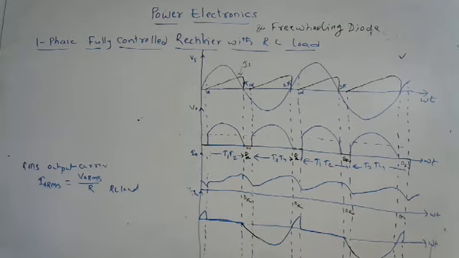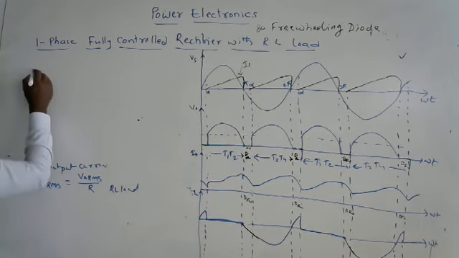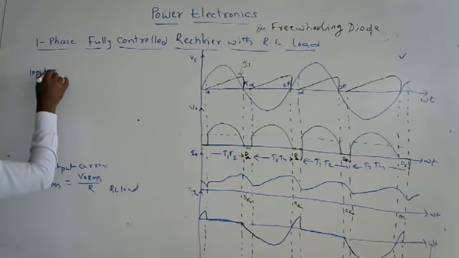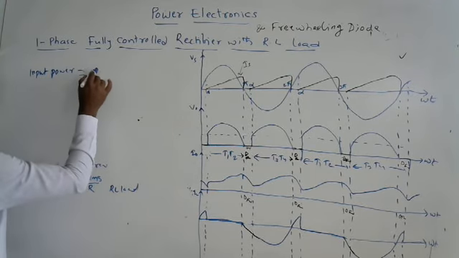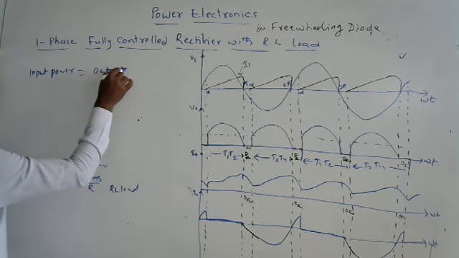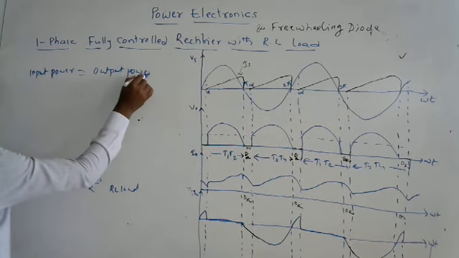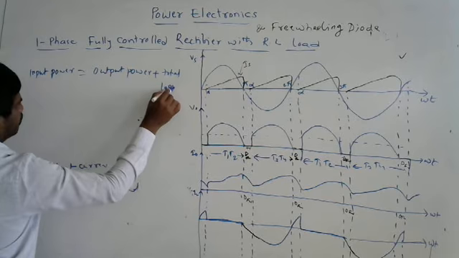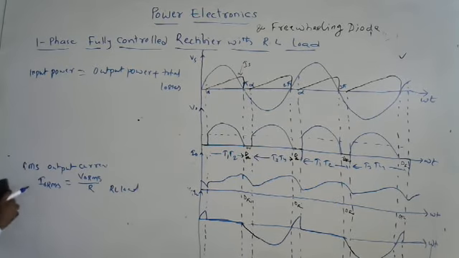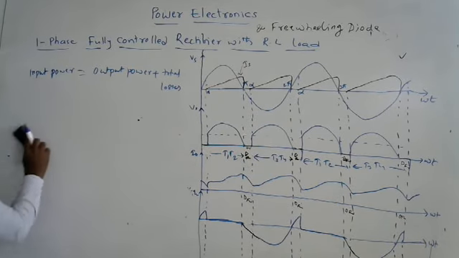Power factor is the cosine of the angle between voltage and current. As we know, input power supply is equal to output power plus total losses. Am I right? Output power plus total losses. This is the common equation when you are going for efficiency calculation in electrical machines.